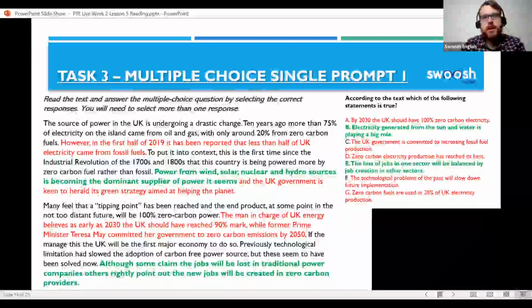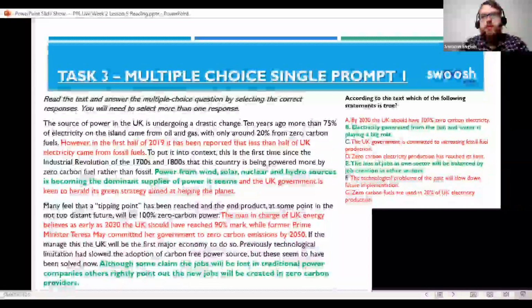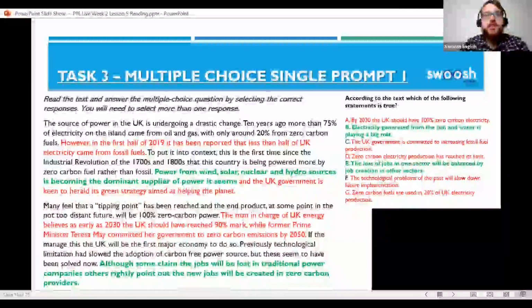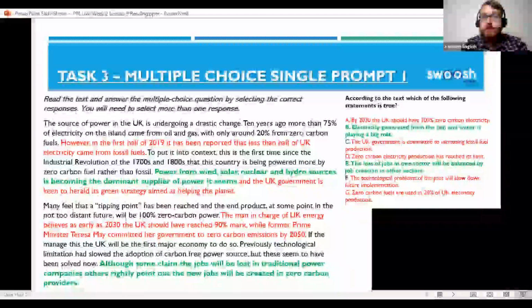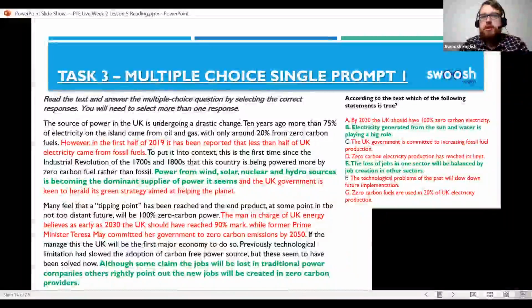So A is incorrect. By 2030, the UK should have 100% zero carbon electricity. Now, is there anything about that which suggests it's in 2030? Well, let's have a look at our first passage, our second paragraph, first sentence. Many feel that a tipping point has been reached and the end product at some point in the not too distant future will be 100% zero carbon power. So obviously we have some information which directly correlates here with our statements.